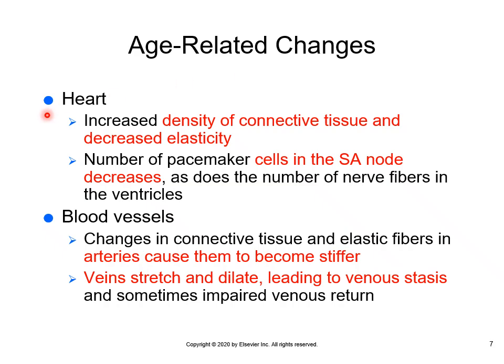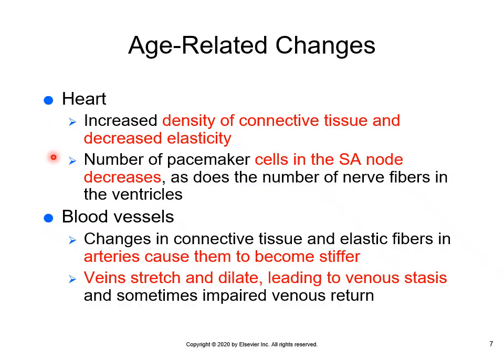Okay, so for the heart, there will be an increased density of connective tissue and decreased elasticity. And what does it mean? Remember that the heart is a muscle, right? And it needs to contract and it needs to relax. For it to contract and relax, it needs to be somehow elastic, right? In the age-related changes, the heart will have an increased density of connective tissue and decreased elasticity. So the elasticity, which is the relaxation and then the contraction of the muscle, will be decreased.